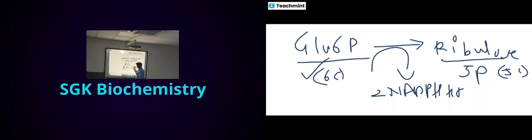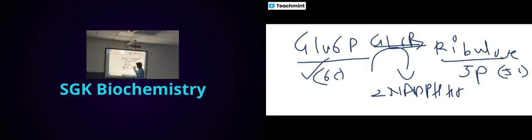If the cell requires NADPH plus H plus for lipid biosynthesis, then NADPH is available by this reaction. Ribulose, an isomer of ribose sugar, is also available because it is required for nucleic acid biosynthesis. The first committed enzyme in the conversion is glucose 6 phosphate dehydrogenase. So this is the committed enzyme in the reaction which converts glucose 6 phosphate to ribulose 5 phosphate.